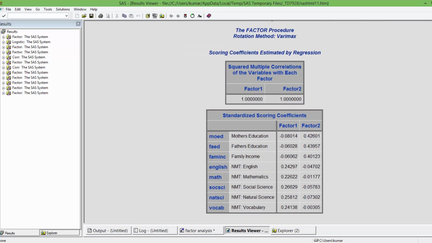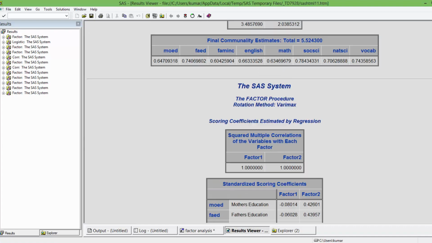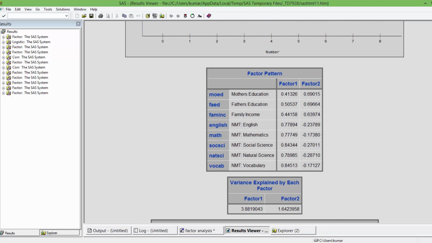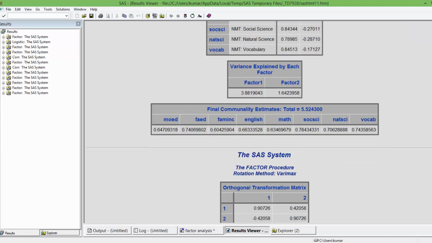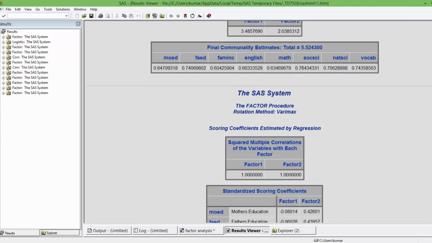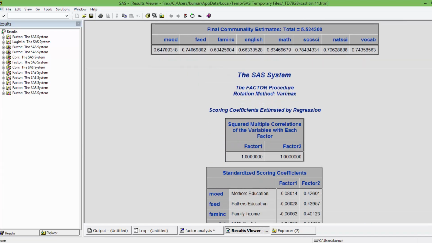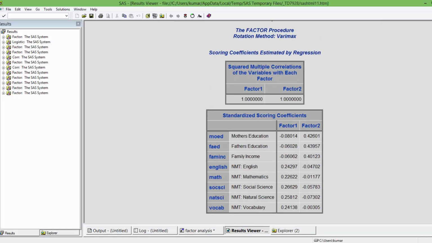When you mention the rotation option, you will get two factor patterns. The first one is the unrotated one, and the second one is the rotated one. The first factor pattern in your output is the unrotated one: 0.4, 0.6. Remember these coefficients, the factor loadings, and let's go to the rotated one. Rotation method varimax, from where the rotation output is there.